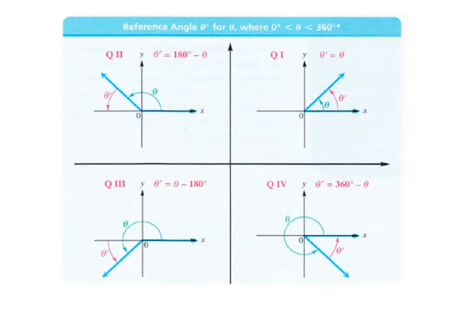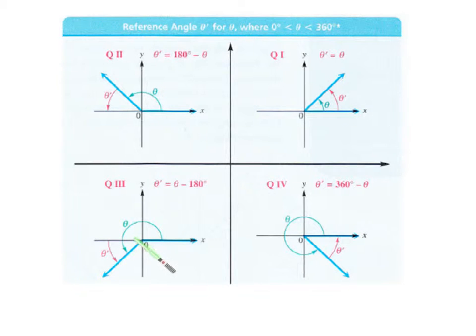Here's a chart summarizing what to do for each quadrant in order to find the reference angle. We'll start here in the first quadrant. The angle and the reference angle are the same in the first quadrant. Moving to the second quadrant, again, it's really looking at how much further to get to 180. So we do 180 minus theta to find the reference angle. Notice that here they're showing the reference angle with the prime symbol, so theta prime being the reference angle, regular theta just being the angle itself.